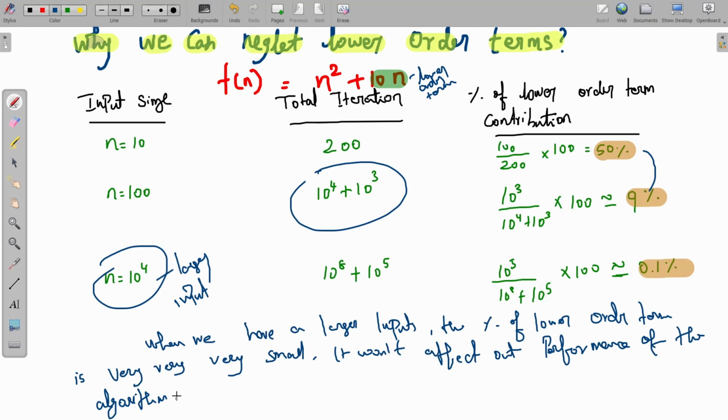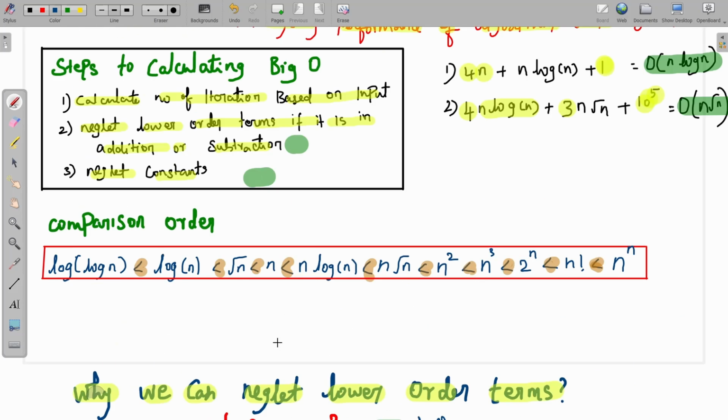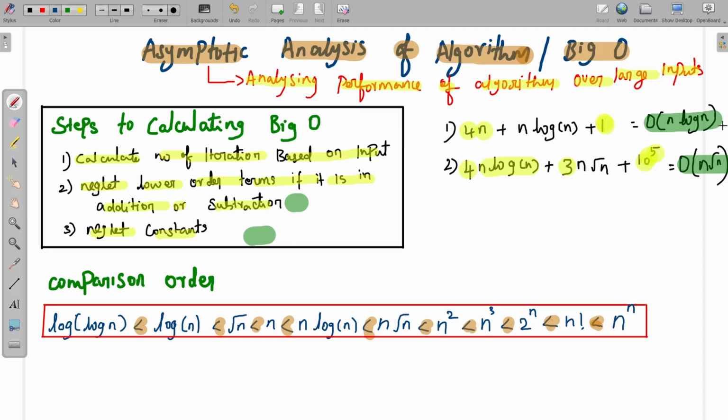I hope you have understood this asymptotic analysis of algorithm or big O notation. So in the next video, we will calculate more and more big O notation. Big O notation is nothing but we have calculated here, right? The same thing. This is the order of n log n. Here we can say this is my time complexity.